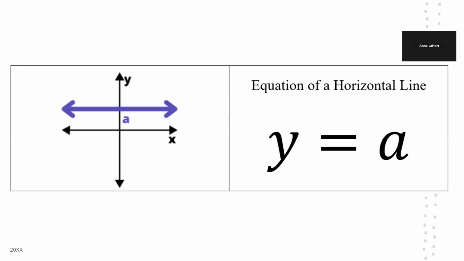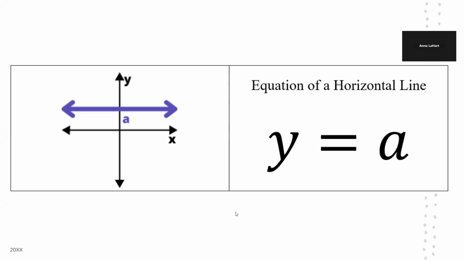So a horizontal line looks like this. I'm hoping at this point you know what a horizontal line should look like. It's going to be y equals a number. It's not going to be an A. It's going to be a number wherever it falls on that Y axis.